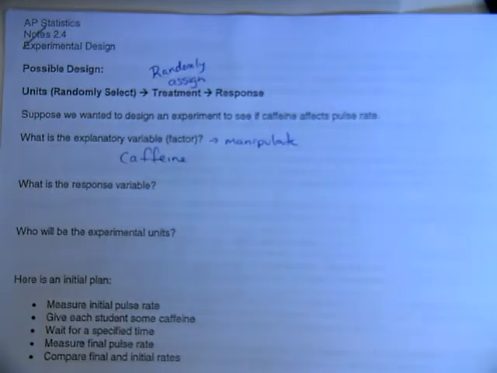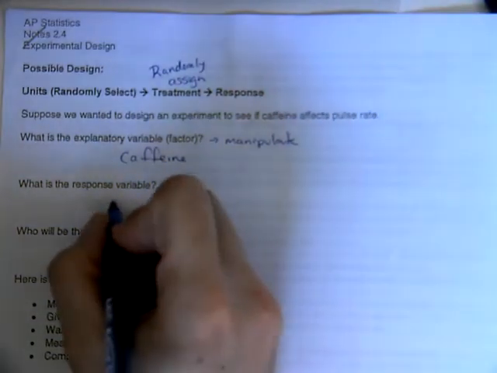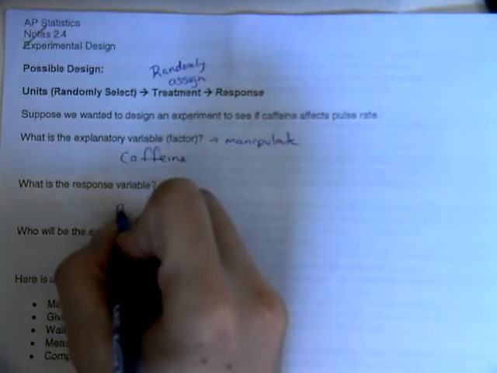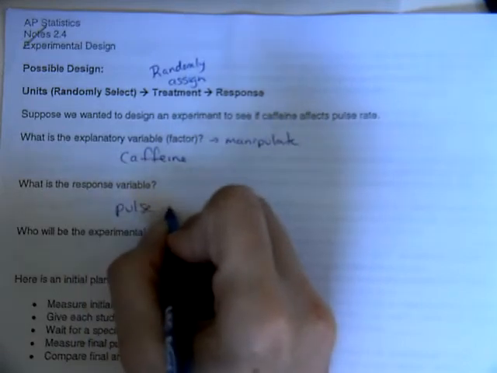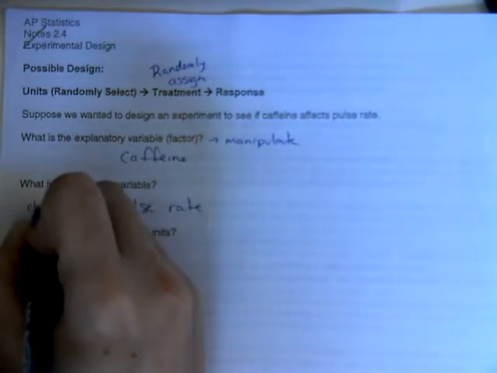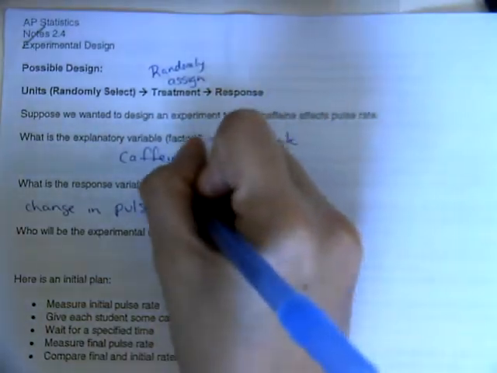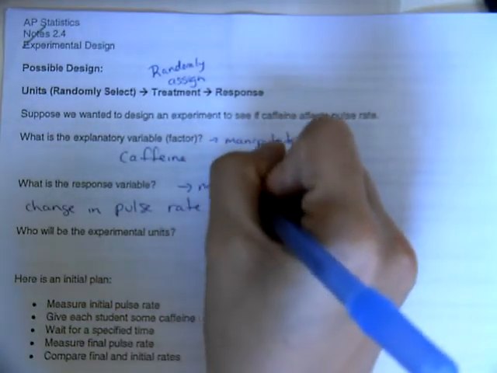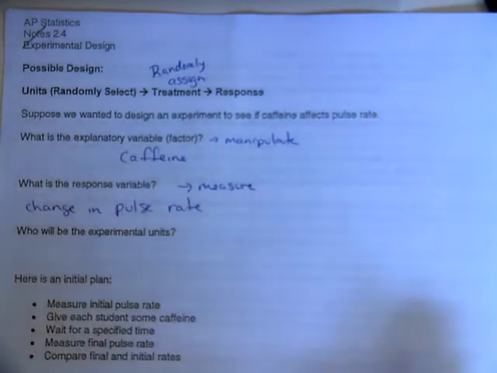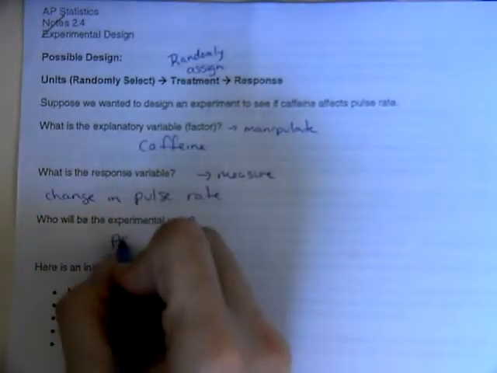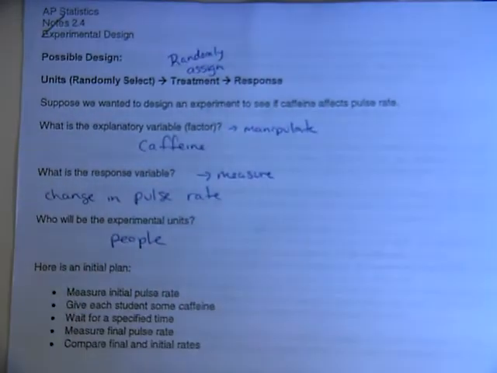So we're manipulating that. What's the response variable? What are we going to measure? We're going to measure the pulse rate, probably the change in pulse rate. So this is what you're going to measure at the end. Our experimental units, for now, are just going to be people, because we're going to give them caffeine.